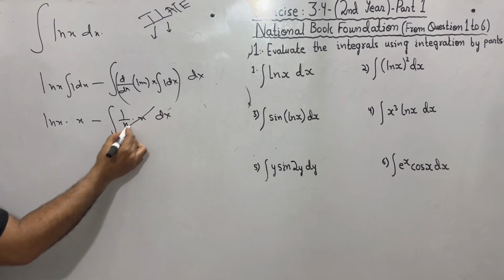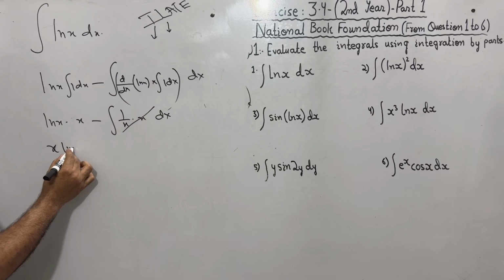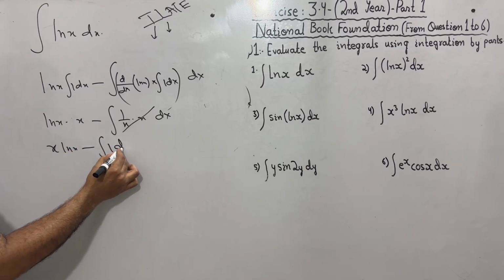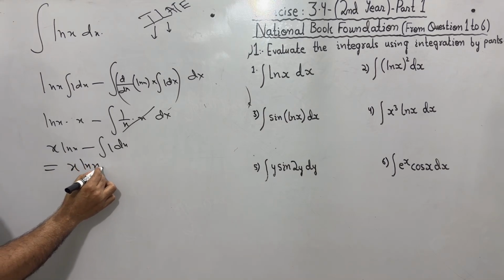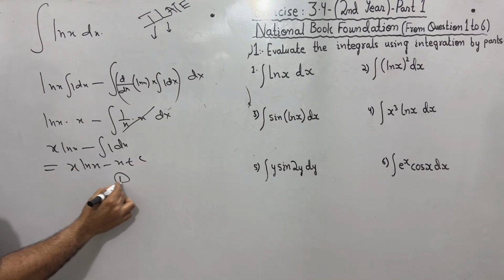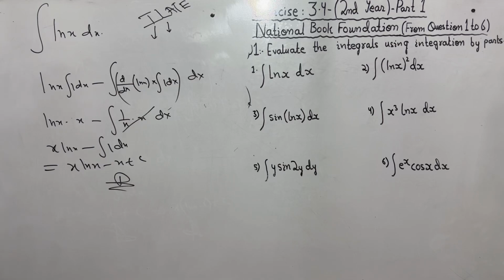Here is dx. Cancelled out. We have x ln x minus integral of 1 times dx. The integral symbol is still present. Integrate: integration of 1 is x, plus c. That's our answer.